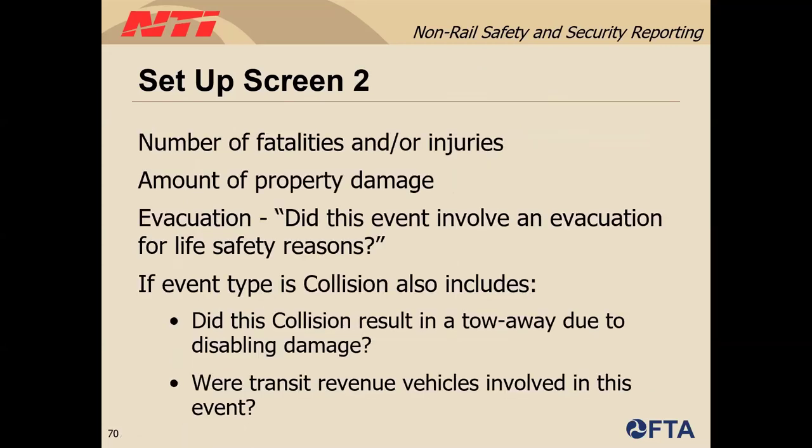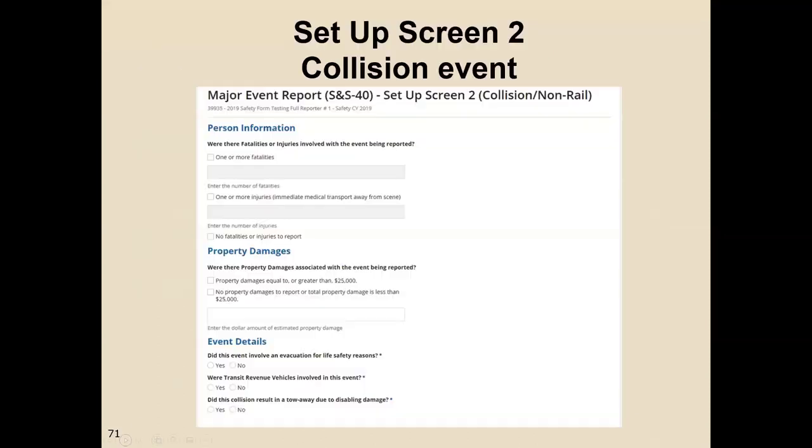The second setup screen asks you a series of questions, some of which are based on the mode and or type of event you are reporting. This is to determine the reportability of the event and the subforms that need to be generated. This is only a list that will cover each in more detail. First is the number of injuries and or fatalities. Then the total estimated property damage amount. The screen asks about an evacuation threshold question. If the event type is a collision, then you are also asked the tow-away threshold question. You will also be asked if transit revenue vehicles were involved, which determines if this is a transit or non-transit collision. This is a snapshot of setup screen two for the non-rail mode collisions.